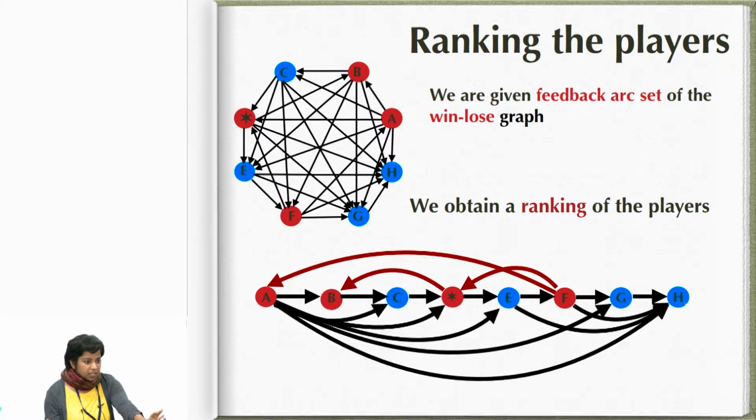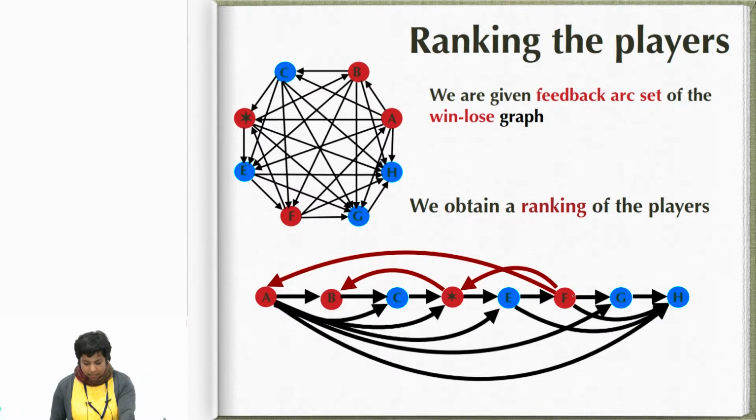So this is how I interpret better. These red arcs are the upset games. What does upset games mean? It means that in my tournament, A is a very powerful player, it beats everybody except F. If there were a matchup between A and F, F would win. So this is the information I have at hand.